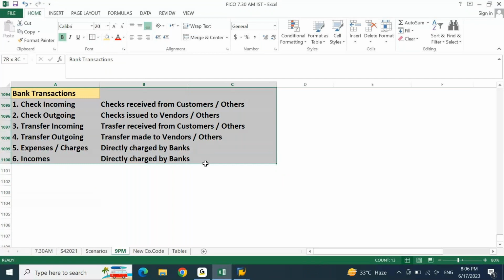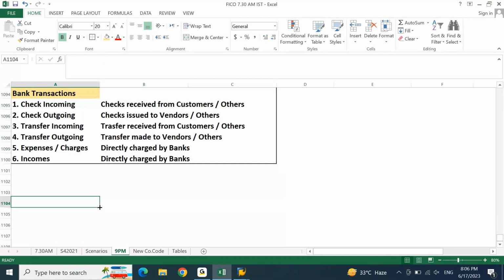Clear with these 6 types of transactions? Yes, sir. In income, directly received from bank or charged by bank.